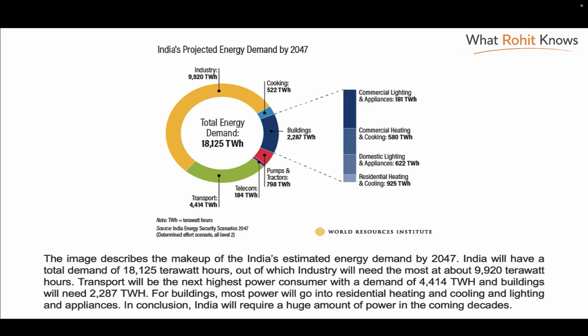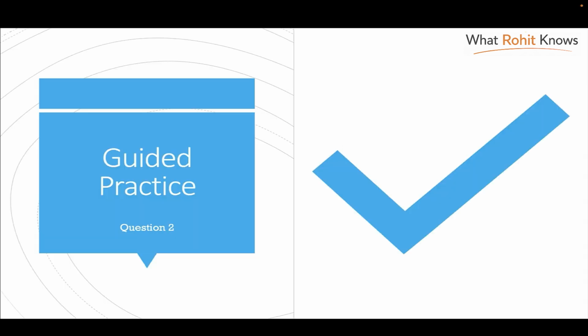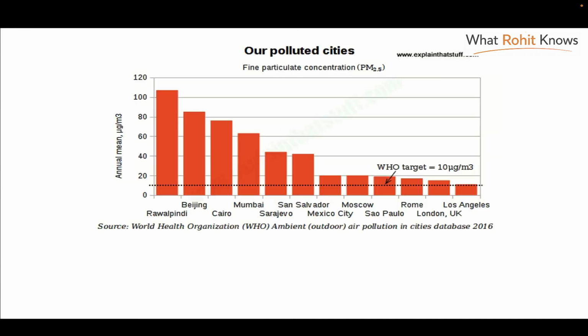And the other key point to keep in mind here is how you pronounce the numbers, how you speak out the numbers. So wherever possible, speak it as a full number, as the figure 18,125 or 9,920. Let's go to the second question. Are you ready? Here's the image.